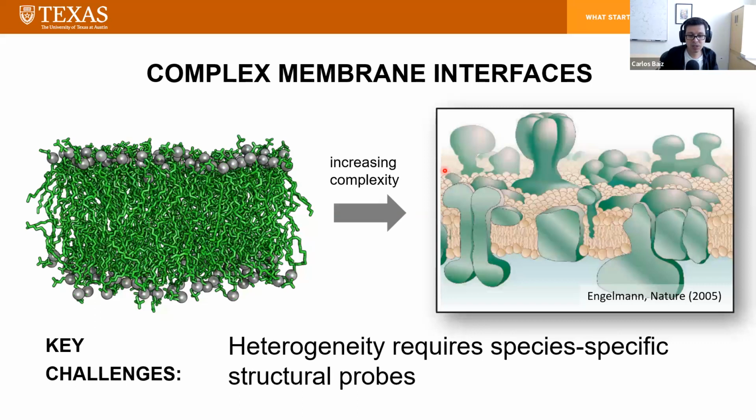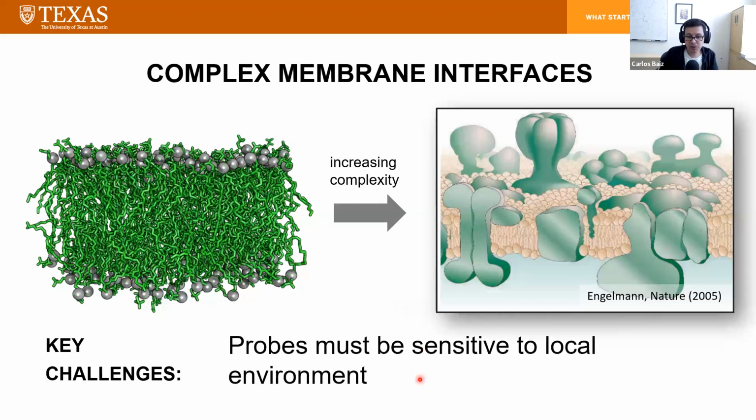Since these are such heterogeneous environments, studying this requires species-specific probes, right? If we have hundreds of lipids, can we study the environment around one individual species so that then we can recreate similar environments artificially? And in addition to that, we need molecular probes that are sensitive to the local environment. This is one of the key challenges in the techniques that I'm going to be describing to you in a little bit: finding the right probes to be able to access the environment.